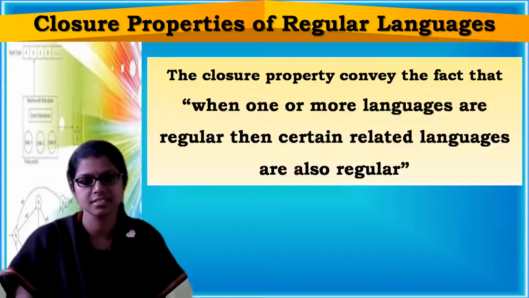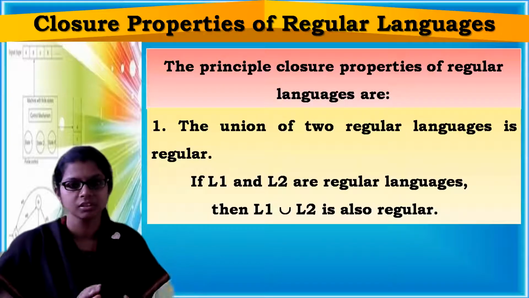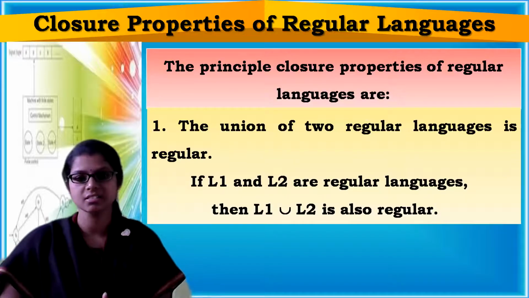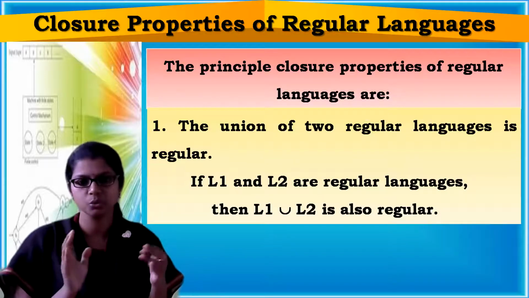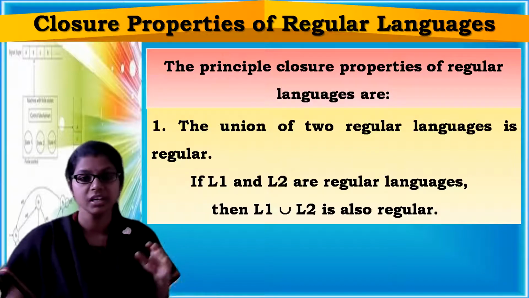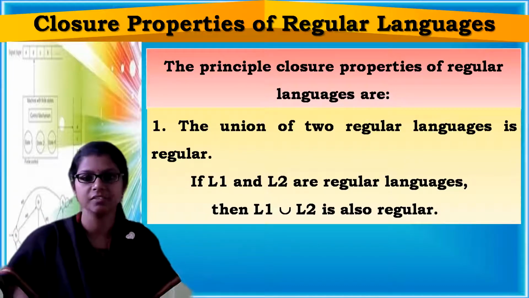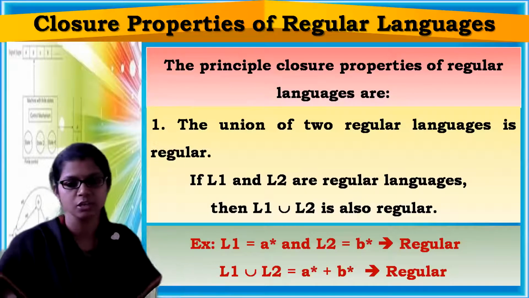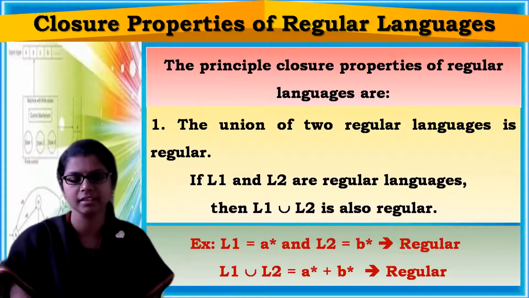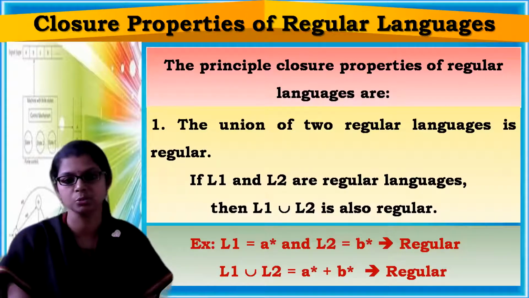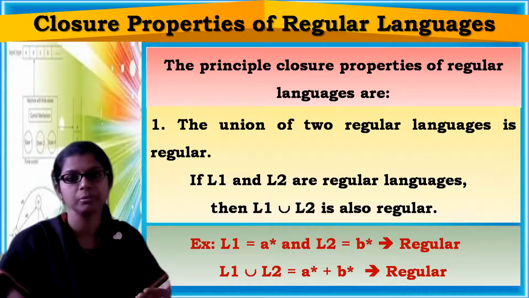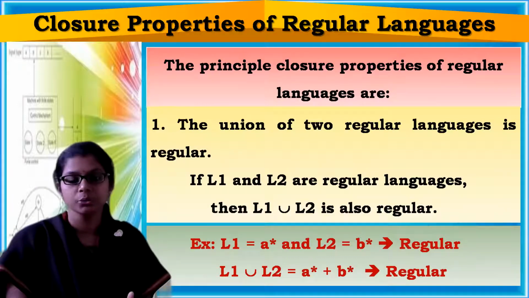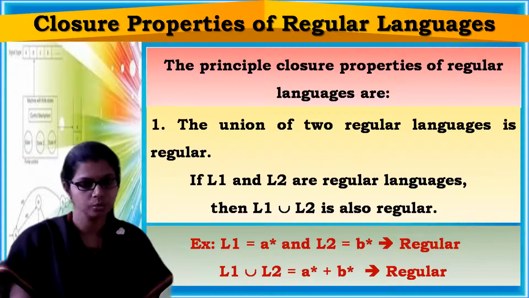Okay. Now let us see. The first property is that the union of two regular languages is regular. If you are taking two regular languages, suppose L1 and L2, and L1, L2 are regular, then L1 union L2 is also regular. Suppose L1 is A closure and L2 is B closure. Both are regular languages. Then L1 union L2, meaning A closure union B closure, is also regular. So what is the first property? Union of two regular languages is also regular.